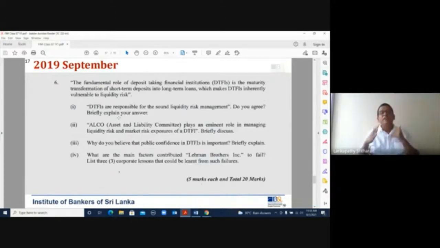Then you all write what I have explained: they are getting short-term funding, but they are granting long-term loans, so there will be a gap analysis, a gap between the assets and liabilities, which creates the liquidity risk for the bank. Then the second question is ALCO. The Asset and Liability Committee plays an eminent role in managing the liquidity risk and market risk exposure of the deposit-taking financial institution. Briefly discuss, which we have already discussed.